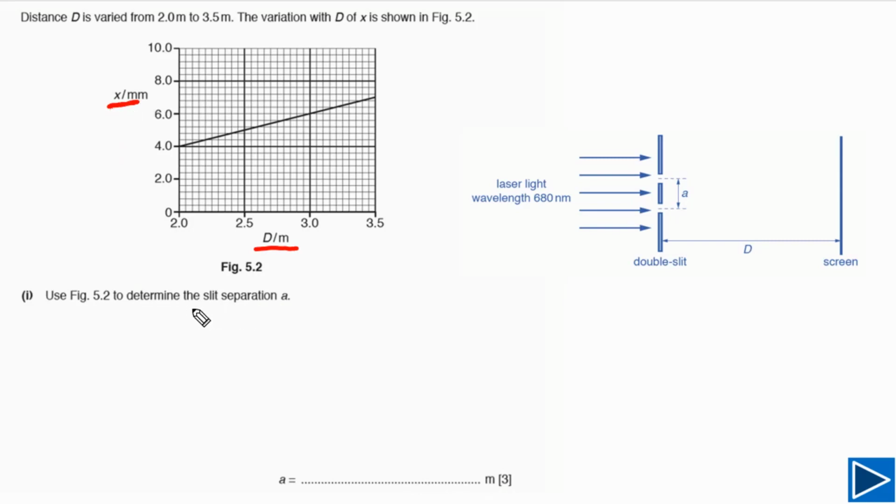The question asks us to find the slit separation A. In this figure you can see that as D is increasing, X is also increasing, meaning the spacing between bright fringes is increasing. In order to find the slit separation, we need to understand the relationship between slit separation, fringe spacing, wavelength of light, and the distance between slit and screen. So this is the relationship. As we need to find A, we can rearrange this.